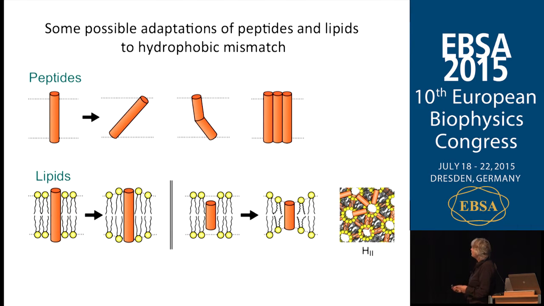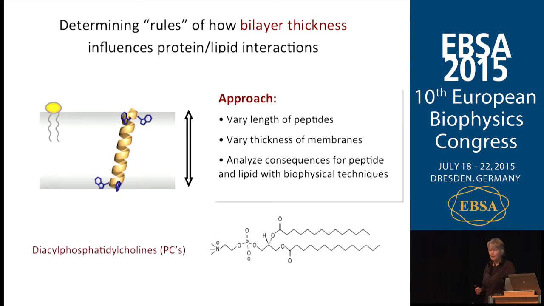So it seemed like already a big challenge to find out how such a simple peptide would affect, or would be influenced by, the lipids, and how the lipids would influence the peptide. So the basic approach is very simple. We use peptides with varying length, we vary the thickness of the membranes, and then we analyze the consequences with different biophysical techniques.